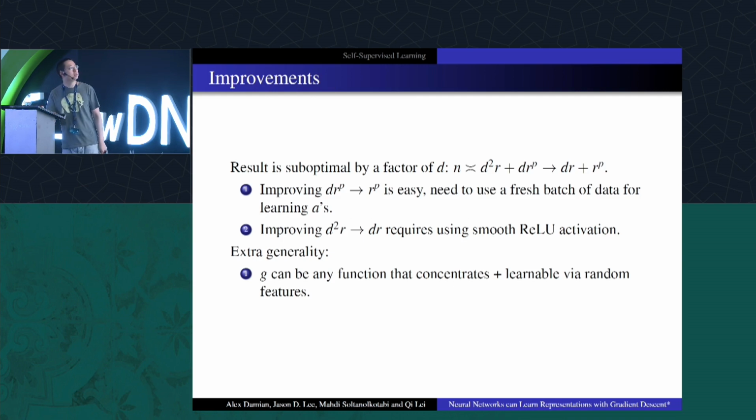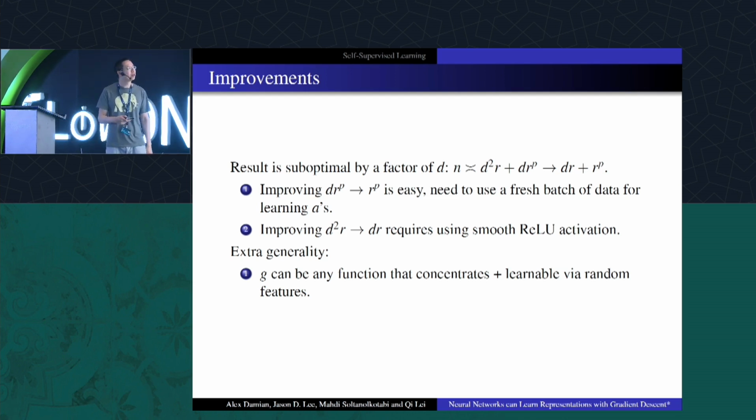Okay. So like I said, this result is suboptimal by a d factor. The correct result for this problem is dr, that's the cost of learning the subspace, plus r to the p. Given the subspace, you need r to the p samples to learn polynomials in r dimensions. That's kind of just the rate. And we're off by a factor.